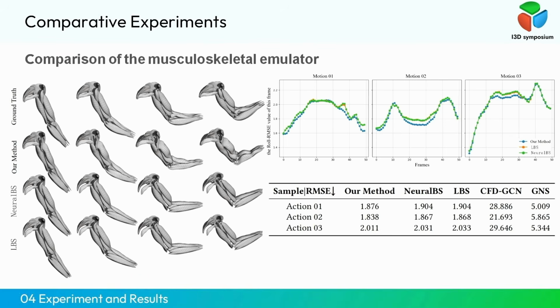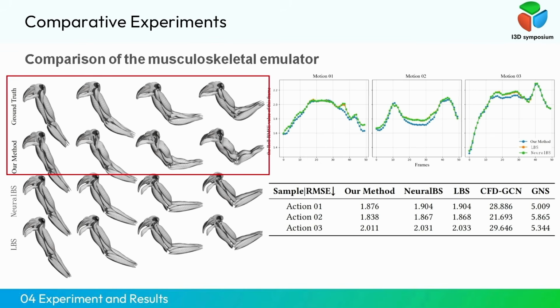Performance comparison of the musculoskeletal emulator. The proposed musculoskeletal neural emulator was compared against NeuralBS, CFD-GCN, GNS, and LBS. On the validation motion sequences, the proposed emulator significantly outperformed NeuralBS and LBS in terms of the roll RMSE metric, with results closer to those of the Ziva muscle simulation toolkit, demonstrating its superiority in muscle deformation simulation.